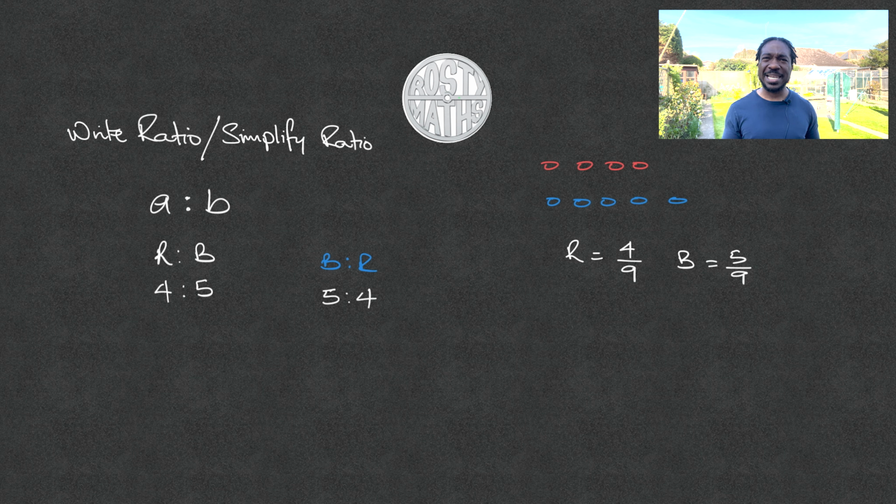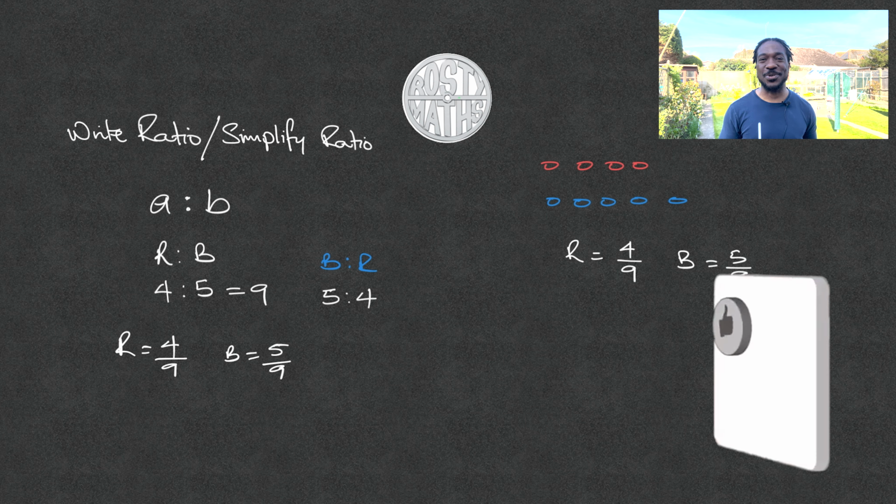Now, how does that relate to my ratio? Well, as you can see from my ratio here, if I go red to blue, it's 4 to 5. But if I add the 4 and the 5, I get 9. So you can see that I can use ratio to represent my answer as a fraction. The first thing you must do is add your ratio together. So if I add 5 plus 4, I get 9, which means that the red is 4 out of 9 and the blue is 5 out of 9. And it's as simple as that to represent your ratio.